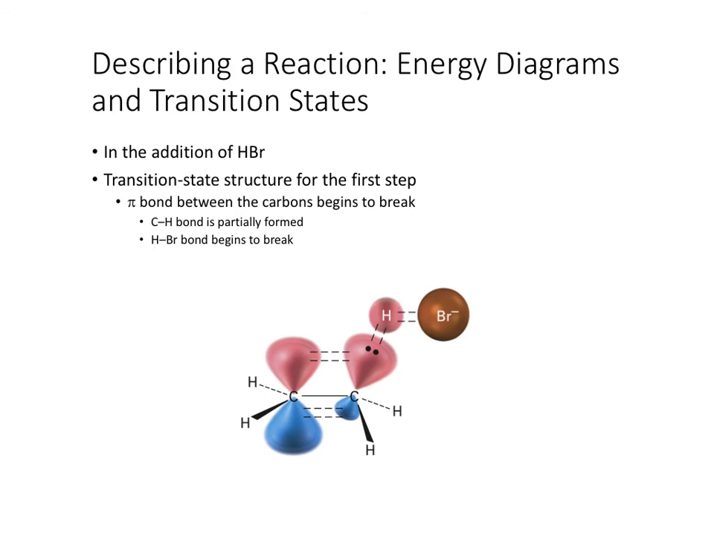A transition state structure can never be isolated. That is a structure where bonds are in the process of forming and breaking. So in the transition state for the reaction we've been talking about, the pi bond is breaking, which is indicated by these dashed bonds, and a new bond between this carbon and this hydrogen is forming, shown by this dashed bond, and then the HBr bond is breaking, shown by those dashed bonds.